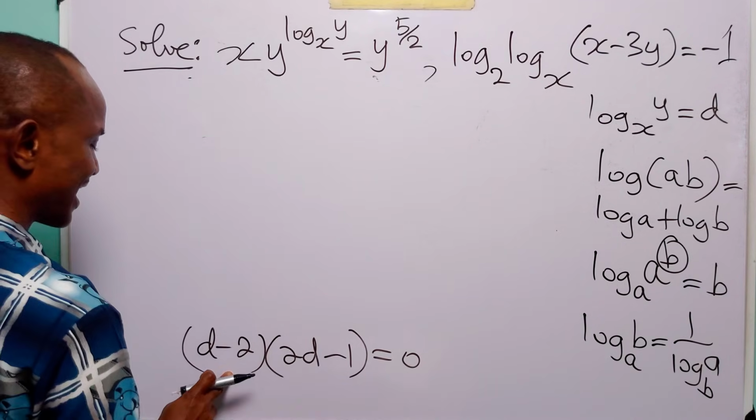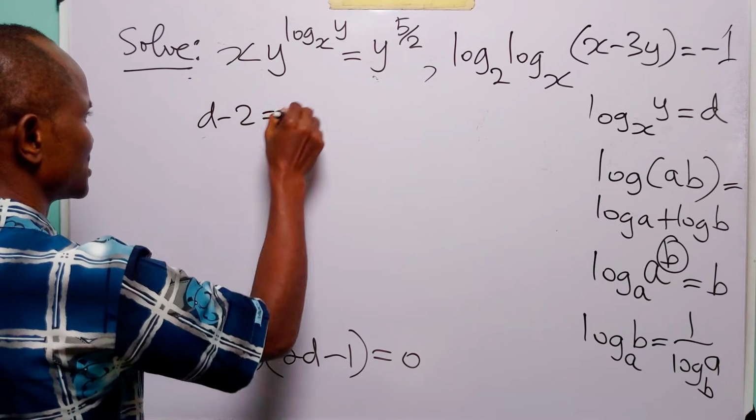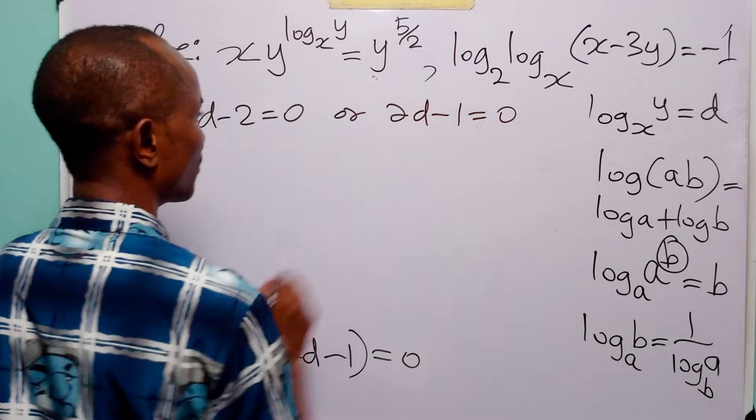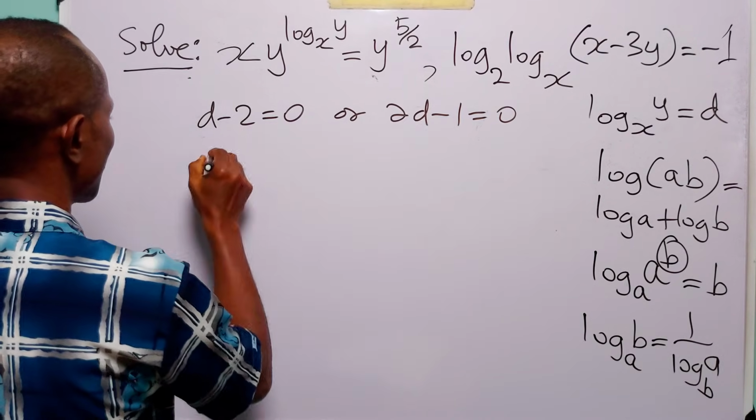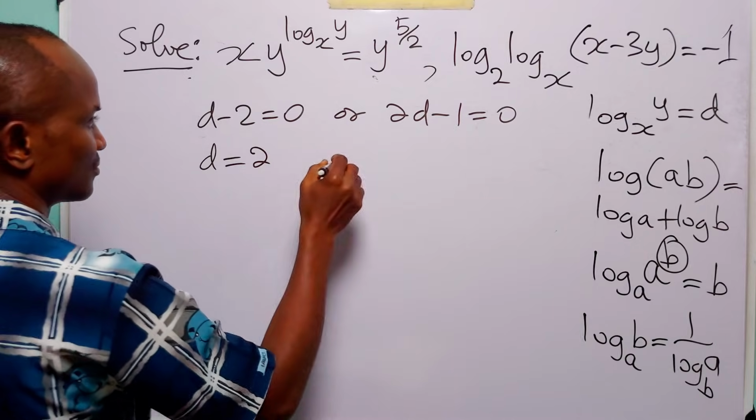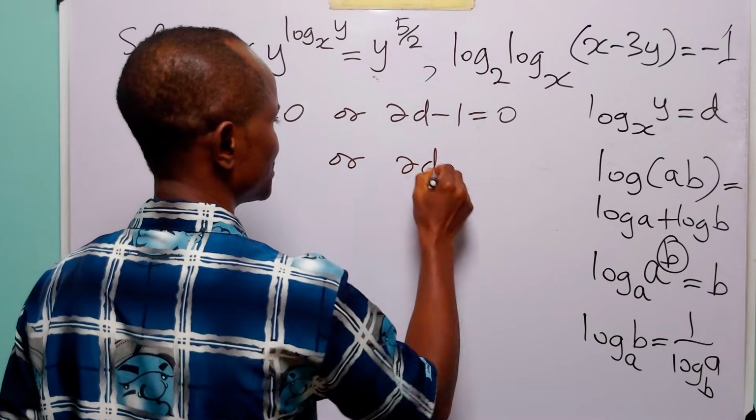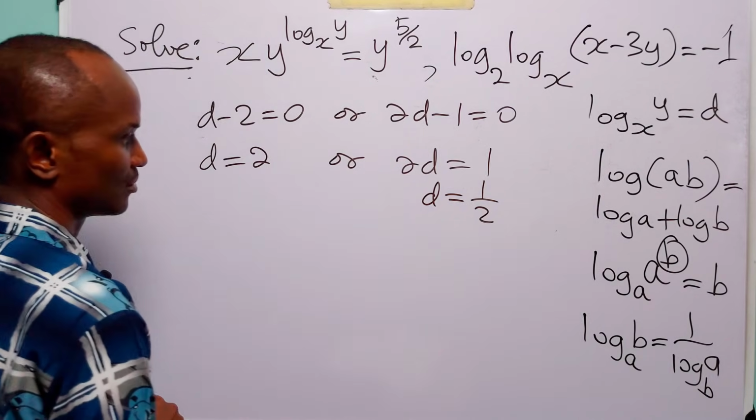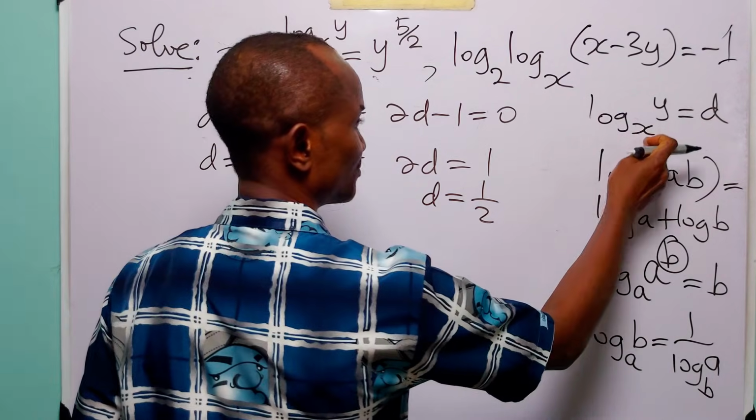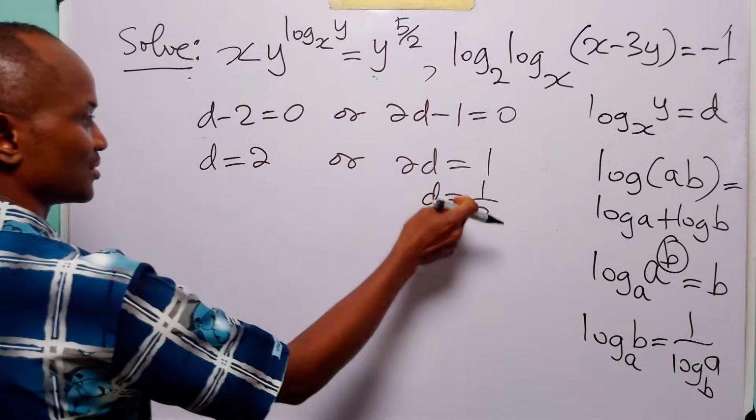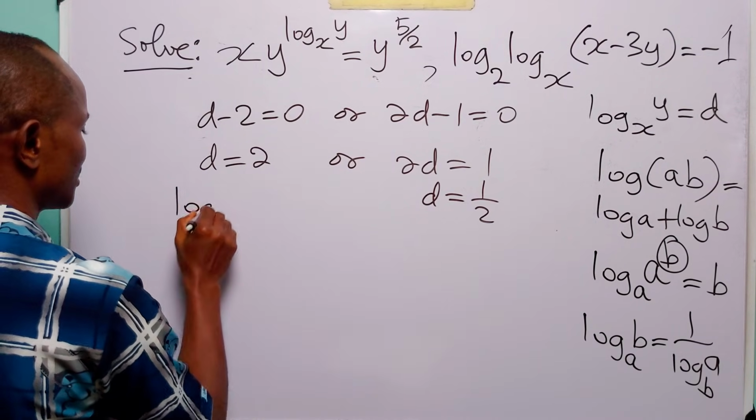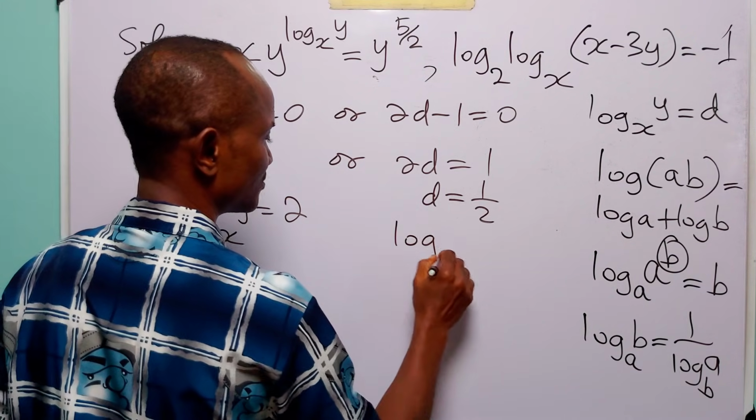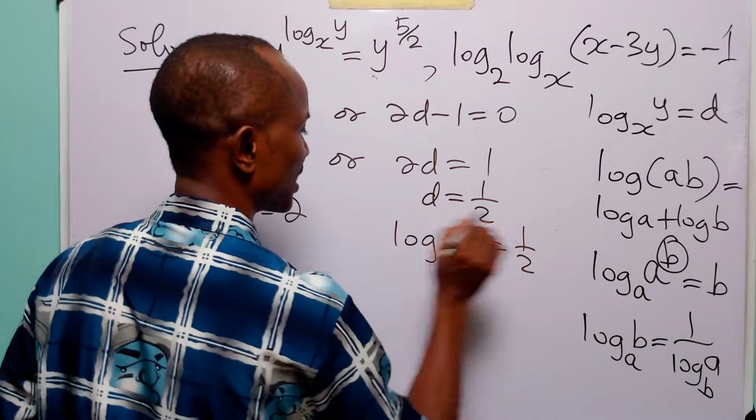Now, from here, we have that either d minus 2 is equal to 0 or 2d minus 1 is equal to 0. From here, we have that d is equal to 2. And from here, we have that 2d is equal to 1, and hence d is equal to 1 over 2. But let us not forget that log to base x of y is equal to d. So here we have that log to base x of y is equal to 2. And here we have that log to base x of y is equal to half.